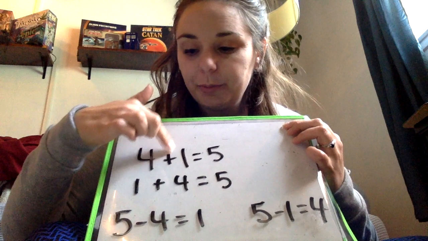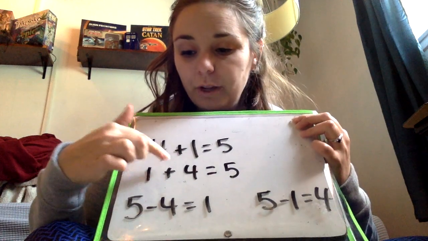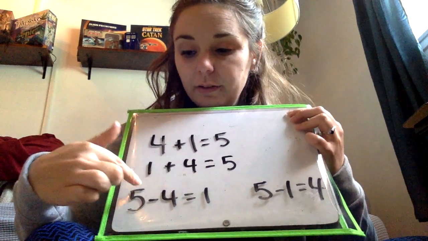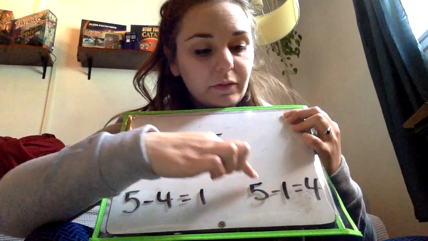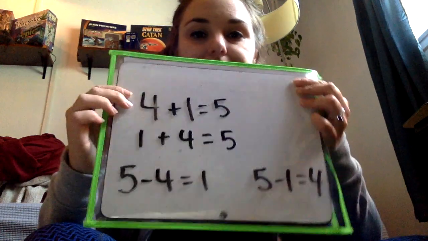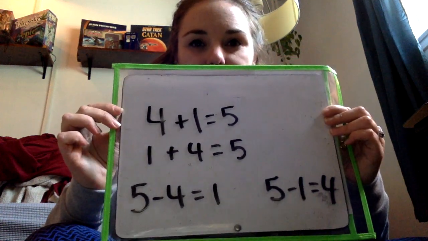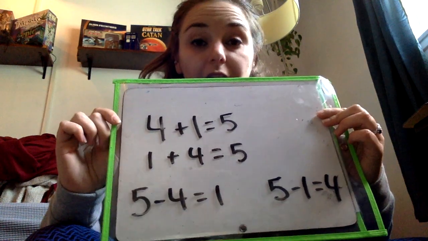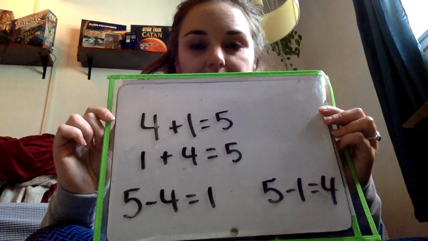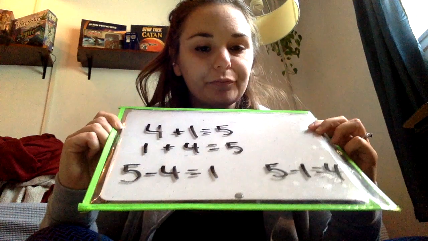This one says 4 plus 1 equals 5, 1 plus 4 equals 5, 5 minus 4 equals 1, and 5 minus 1 equals 4. Do you have any special noticings about these equations? If you need to, stop and pause the video to think about it and maybe talk to someone about it.